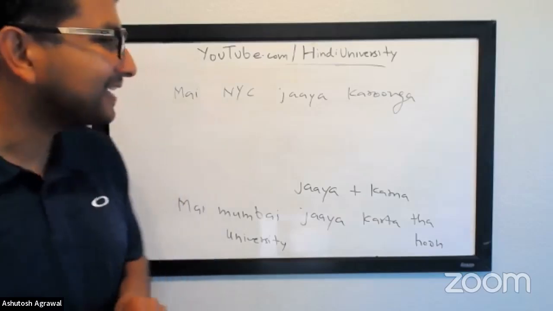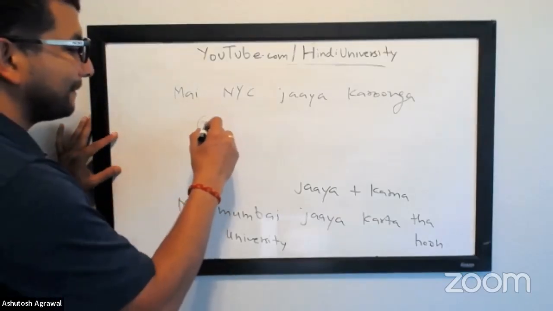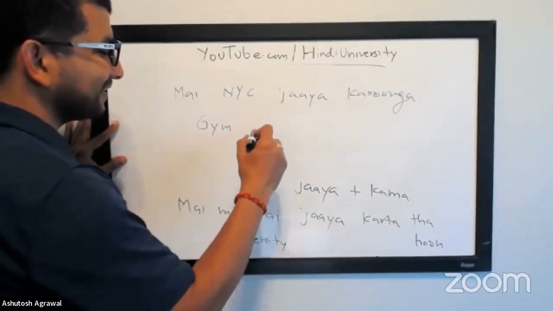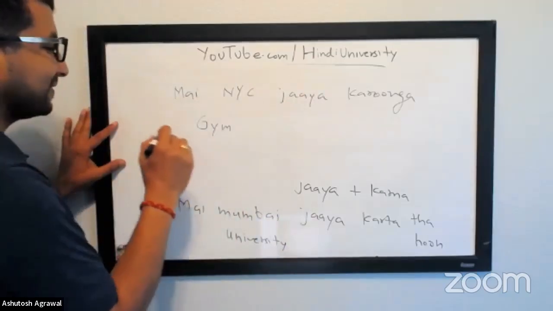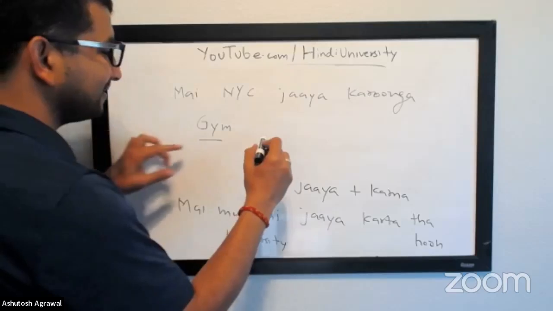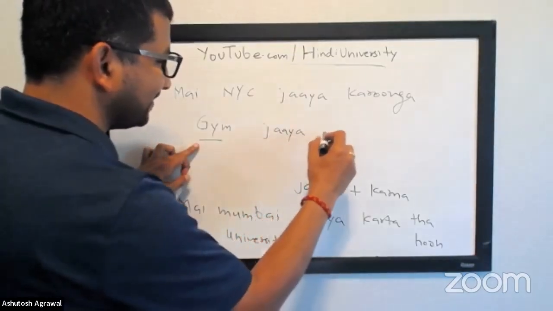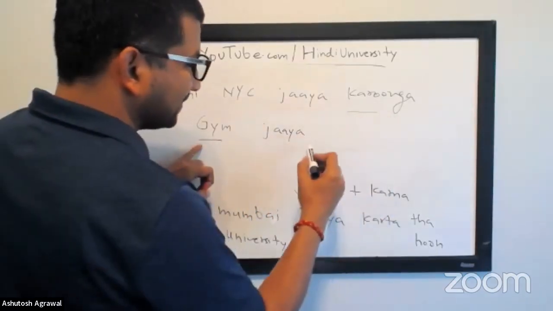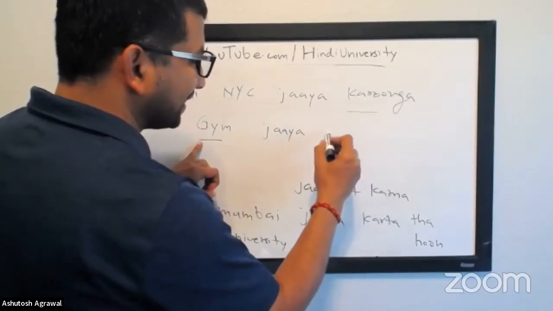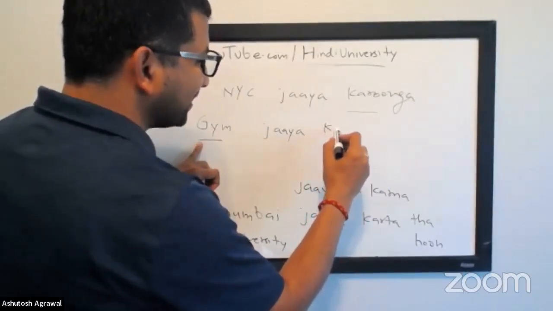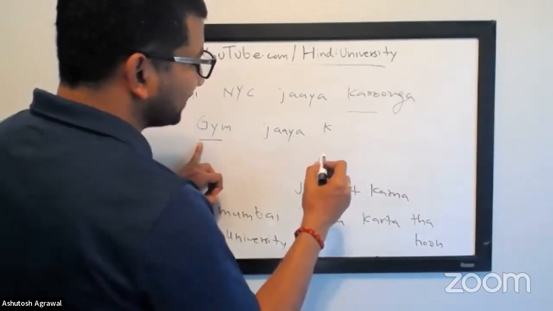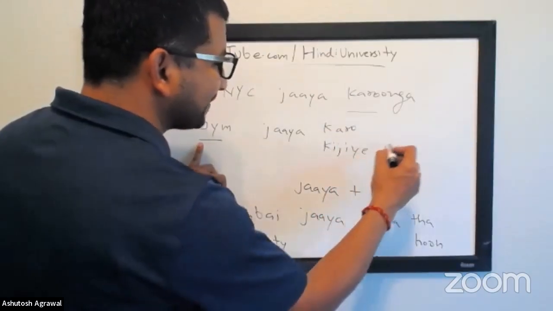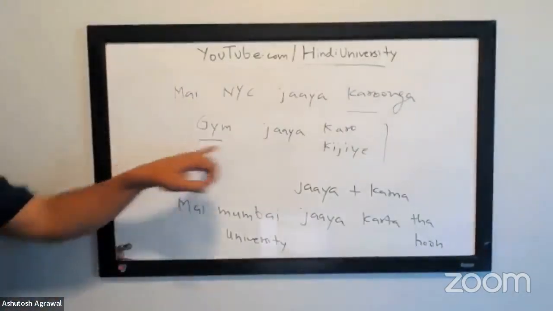Or if you're giving advice to someone, you should go to the gym regularly. How will you say that, JDG? You're telling someone you should go to the gym, a place to exercise, regularly. You're giving advice to someone, imperative. Oh, imperative. No, it's you, so it should be imperative, just like Hindi karo. Gym jaya karo, gym jaya kijiye. Either way is fine. So gym jaya karo.